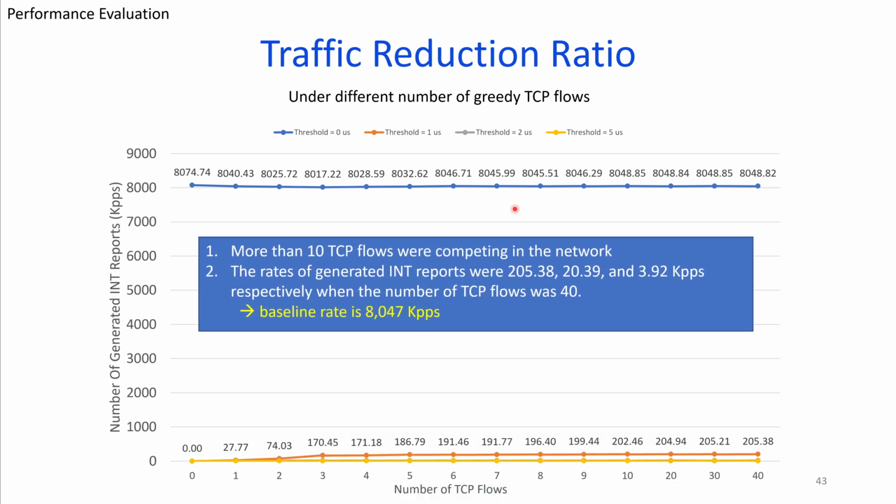This figure shows the traffic reduction ratio, which is obtained by dividing 8,000 kpps by the rates reported in the previous figure. The original rate is 8,000 kpps when our traffic reduction scheme was not used. We can see that when 1 to 5 microseconds were used as the threshold, our INT system could reduce the rate of generated INT reports by a factor of 2,439 respectively.